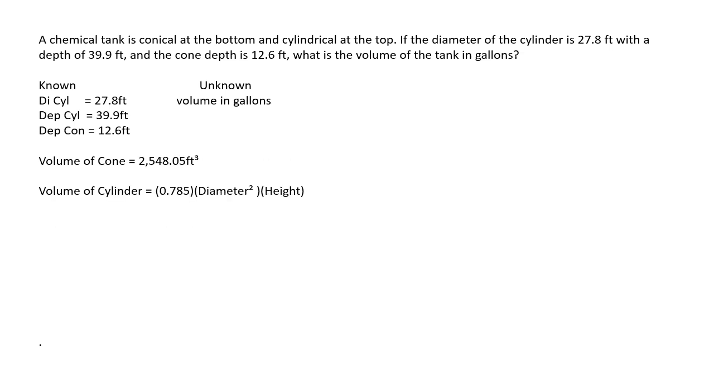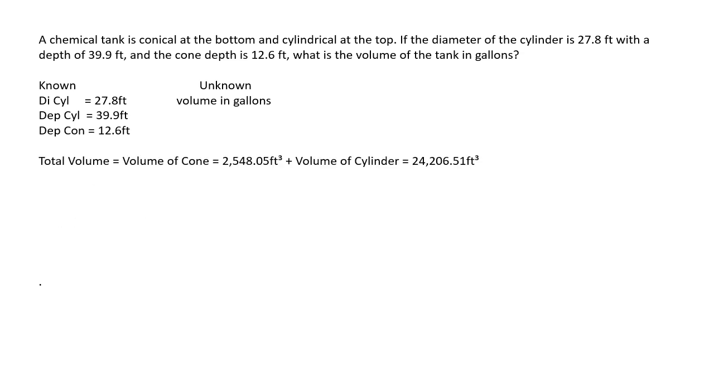Now that we solved for the volume of the cone, we can solve for the volume of the cylinder. Volume of a cylinder, 0.785 times diameter squared times the height. Plug everything in. You have 0.785 times 27.8 squared times the depth of the cylinder, 39.9 feet. Do your math. You end up with 24,206.51 cubic feet.